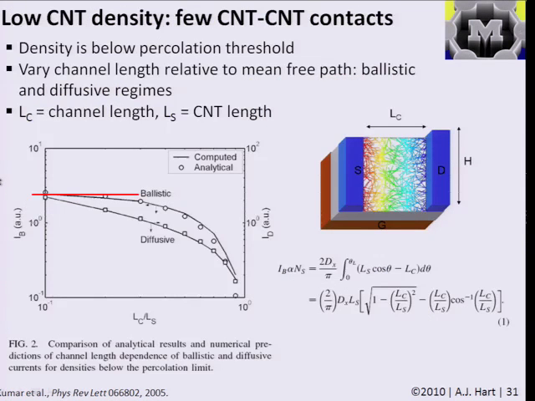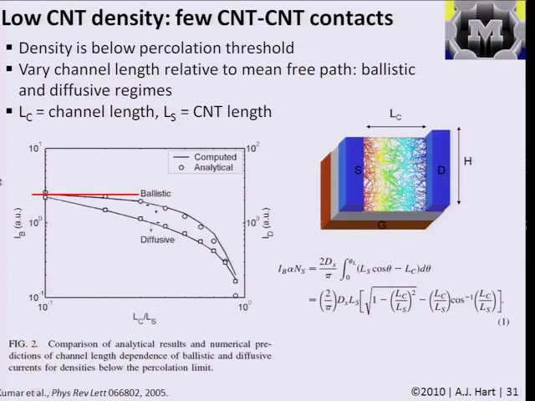So in a first case, what they did is they looked at the case where they had a low density of nanotubes in this material. So they had a case where the density was below or near the percolation threshold, so there was a very strong dependence of the conductivity on the density of structures. And they varied the length of this channel, of the gap here, relative to the mean free path of conduction through the nanotubes.